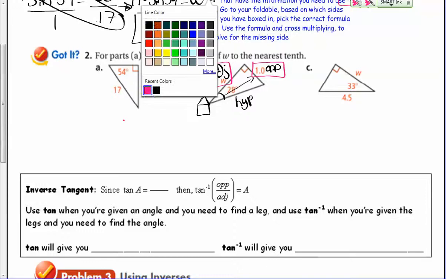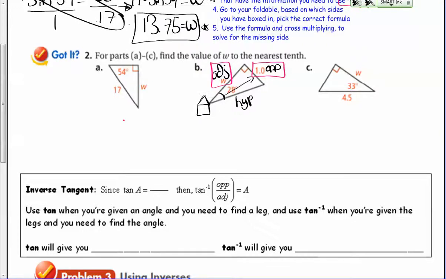Alright, step number 4, you should all be looking in your foldables right now. Based on what you boxed in here and here, you're going to take just a second and decide who goes with adjacent and opposite. So look through the sine, the cosine, and the tangent and decide which one goes with adjacent and opposite. Alright, you should have looked and found all the way at the bottom of your foldable that it's the tangent function.